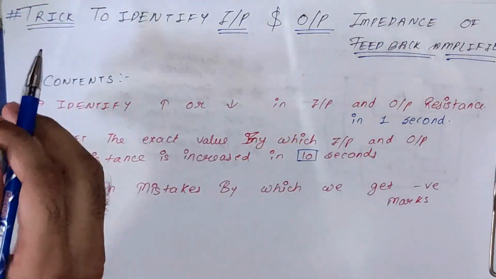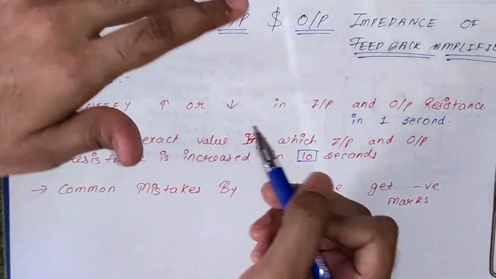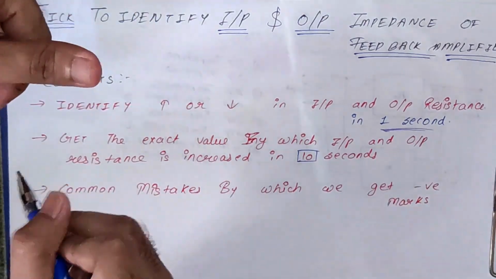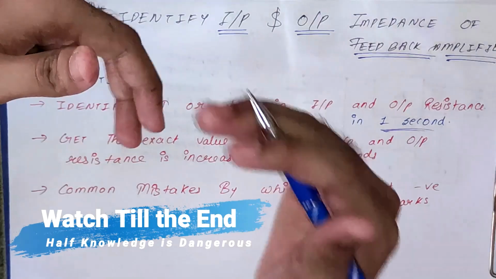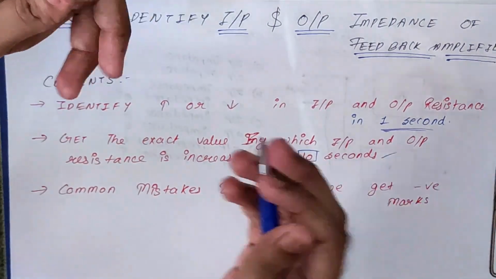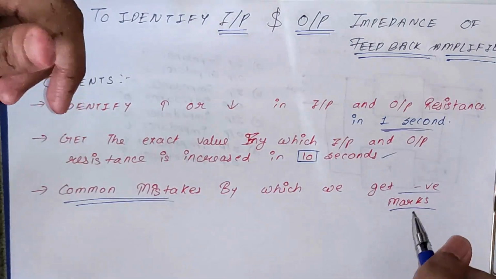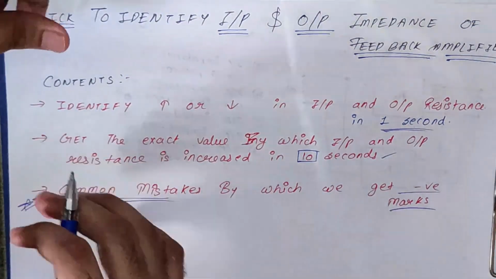Okay, so without wasting the time, let's see the contents which we are going to see. We are going to see the trick to identify increase or decrease in the input and output resistance in just 1 second. Then we are going to see the trick to get the exact value by which input and output resistance is getting increased or decreased. That will be in 10 seconds. Then we will also see the common mistakes by which we get negative marks. Yes, this one is very important. Okay, so let's jump directly to the sum, and there only we will see the trick.